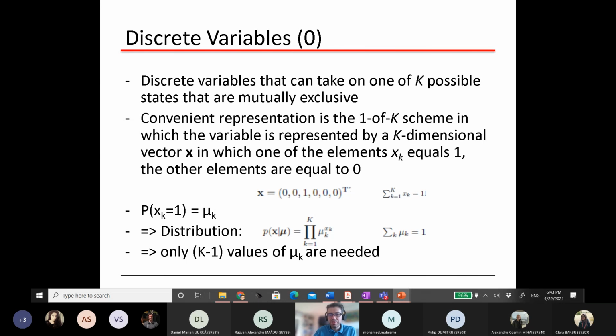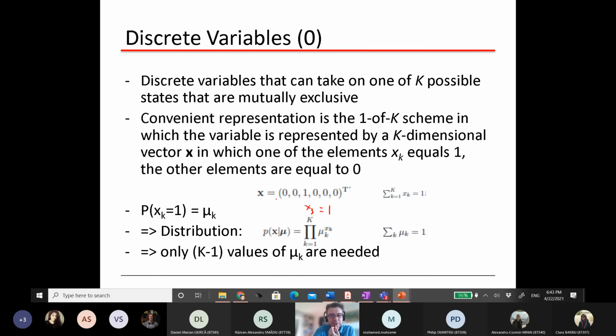Therefore, most of the time we use a 1-out-of-k or one hot encoding in order to represent a state. So here x means that actually x3 is equal to 1. Yeah, so x3 is equal to 1, and all the other ones are equal to 0. So here, if you want, x is in state 3.